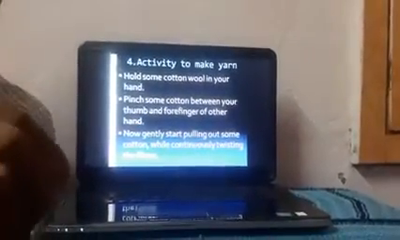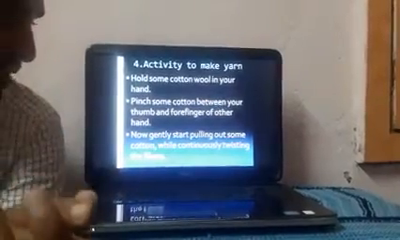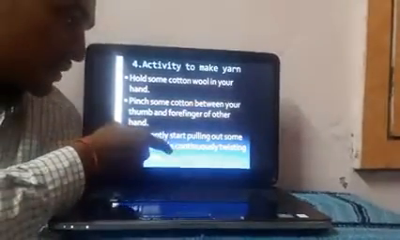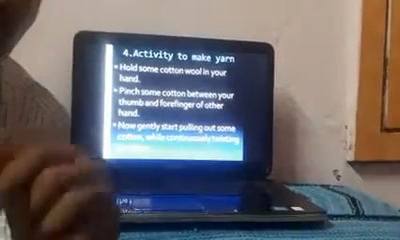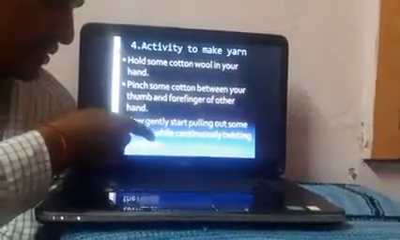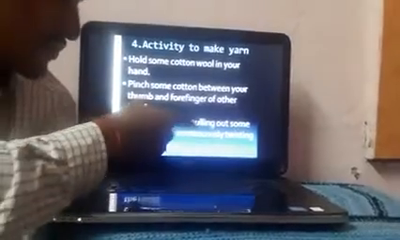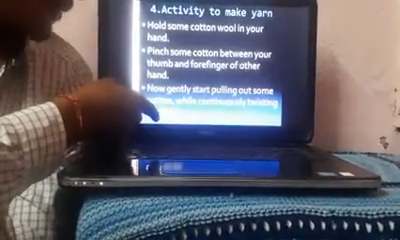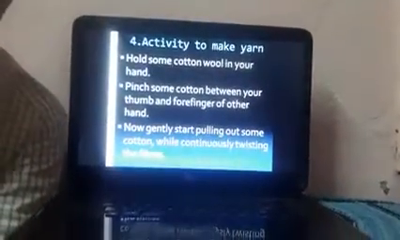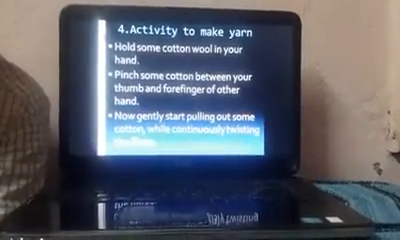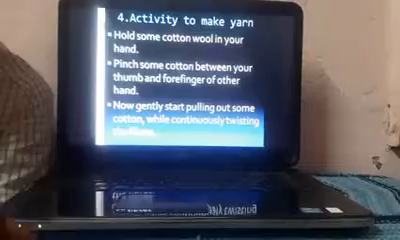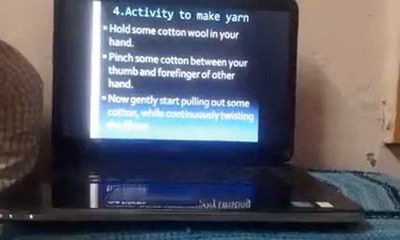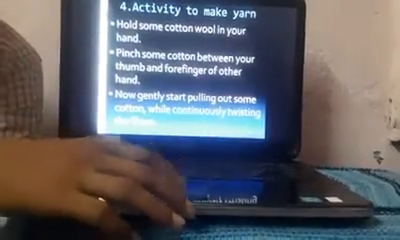You have to pull that cotton wool continuously, but remember one thing: while you are pulling this cotton wool, you have to keep twisting it continuously, and finally it becomes a thread-like structure. This is called yarn. In factories, these yarns are prepared using machinery, and these yarns are very tiny and very thin.